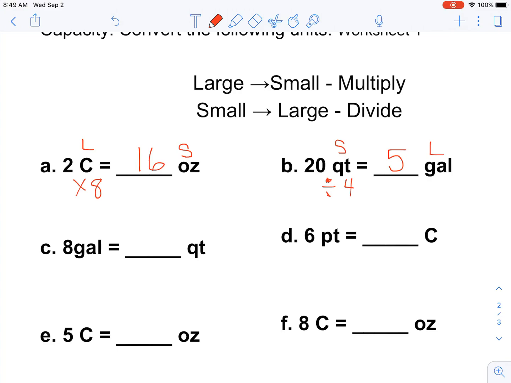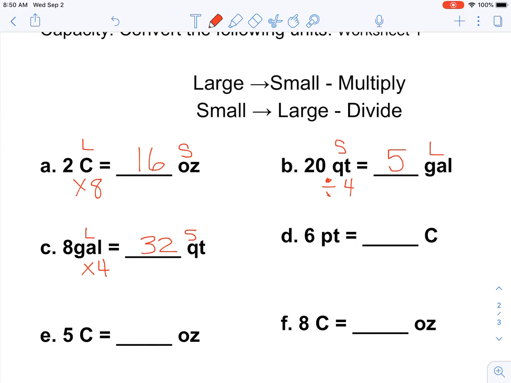So let's do at least 2 more here. A gallon is larger than a quart. So in this one, we're going large to small, which means that we're going to multiply. And we still know from the previous questions that the conversion factor is going to be 4. So 8 times 4 is 32. So 8 gallons is the same as 32 quarts.